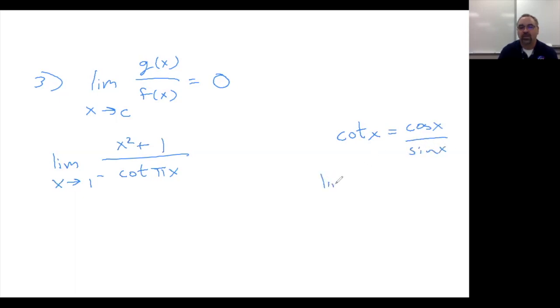So the limit as x approaches 1 from the left of cosine of pi x over sine of pi x. Sorry, there's a pi in there for this one. Well, that means the numerator is going to go to negative 1, the denominator is going to go to 0, which means this is going to approach an infinity. And so as we're approaching infinity, now we have a constant over infinity. So this limit goes to 0.